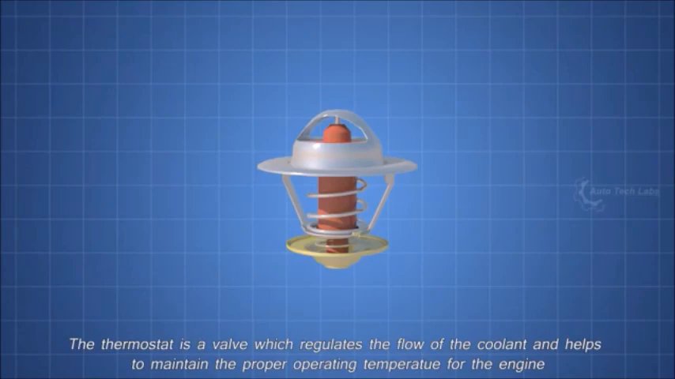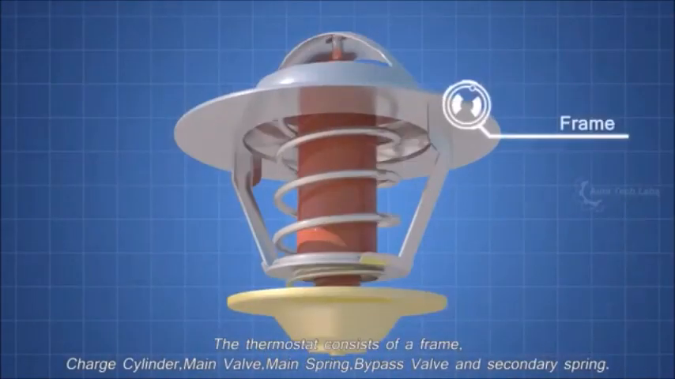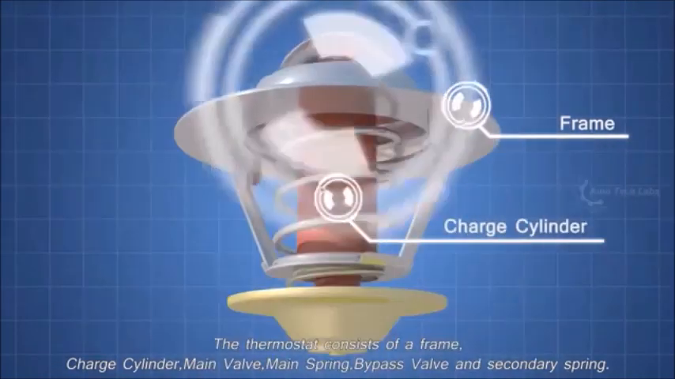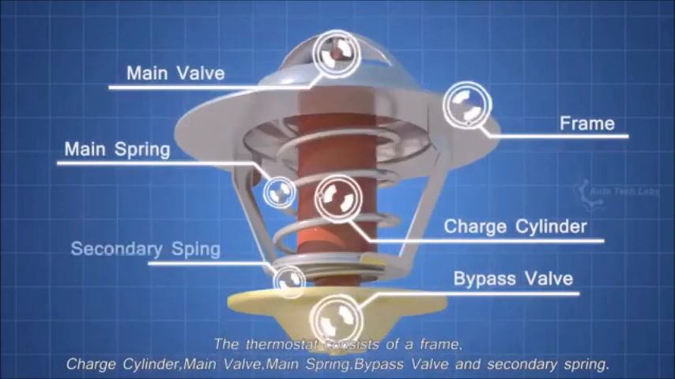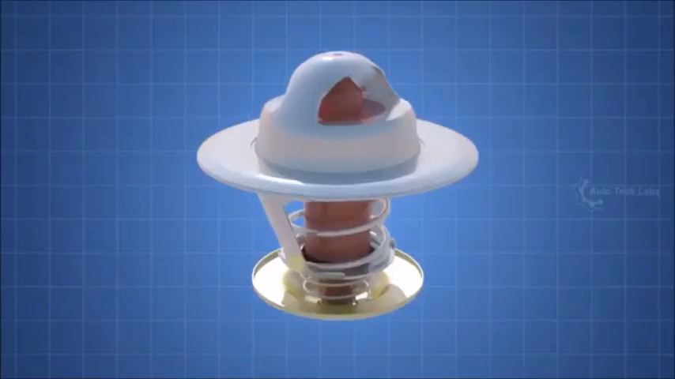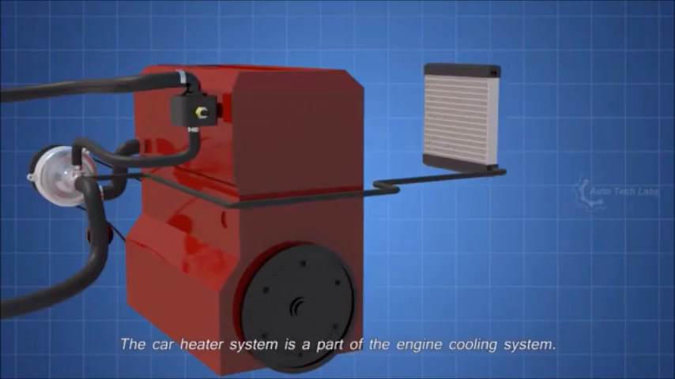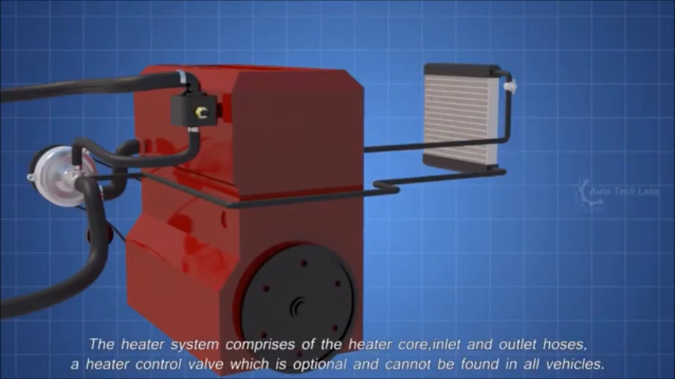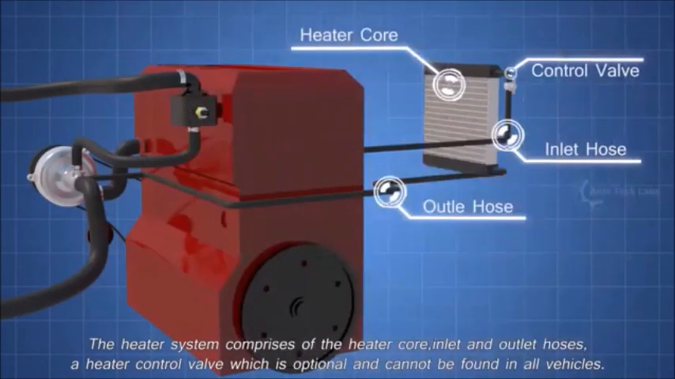The car heater system is a part of the engine cooling system. The heater system comprises the heater core, inlet and outlet hoses, and a heater control valve, which is optional and cannot be found in all vehicles. The heater core acts as a radiator, dissipating heat from the hot coolant to the vehicle interior using a blower.